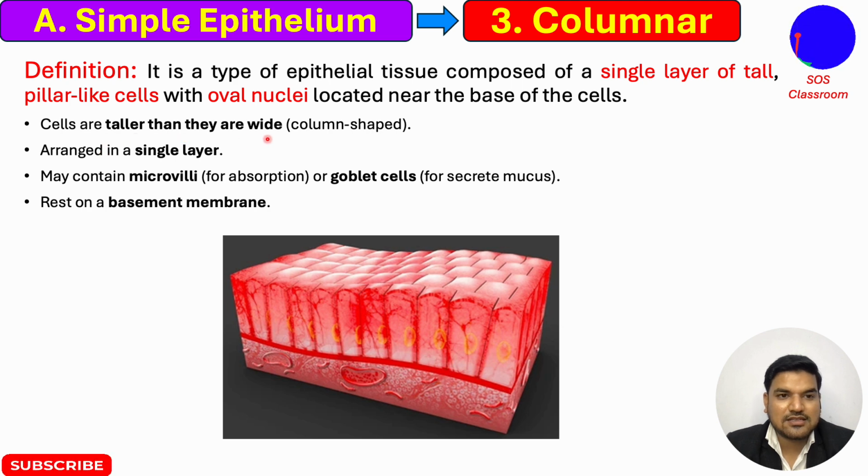Cells are taller than they are wide. You can see the cells are tall compared to their width, column-shaped and arranged in a single layer. They may contain microvilli for absorption or goblet cells to secrete mucus, and rest on the basement membrane. Microvilli are helpful for absorption from the intestine, where different types of nutrients are absorbed, and goblet cells protect the inner lining from wear and tear.